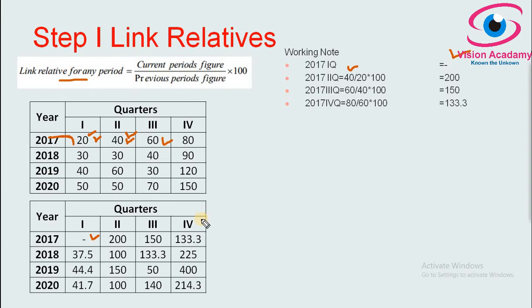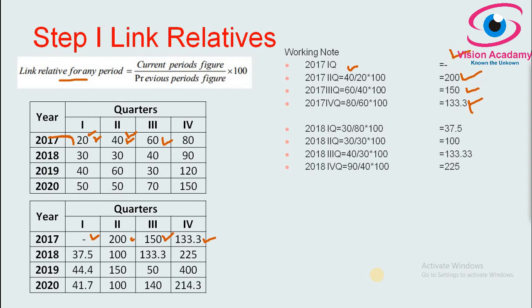And I have mentioned here each and every data point. So the second quarter of 2017 is 200 and the third quarter of 2017 is 150. After obtaining every value I have listed here, I have replaced the original value with the link relative value, and the fourth quarter of 2017 is 133.3. So by this method we have found all the quarterly link relatives.